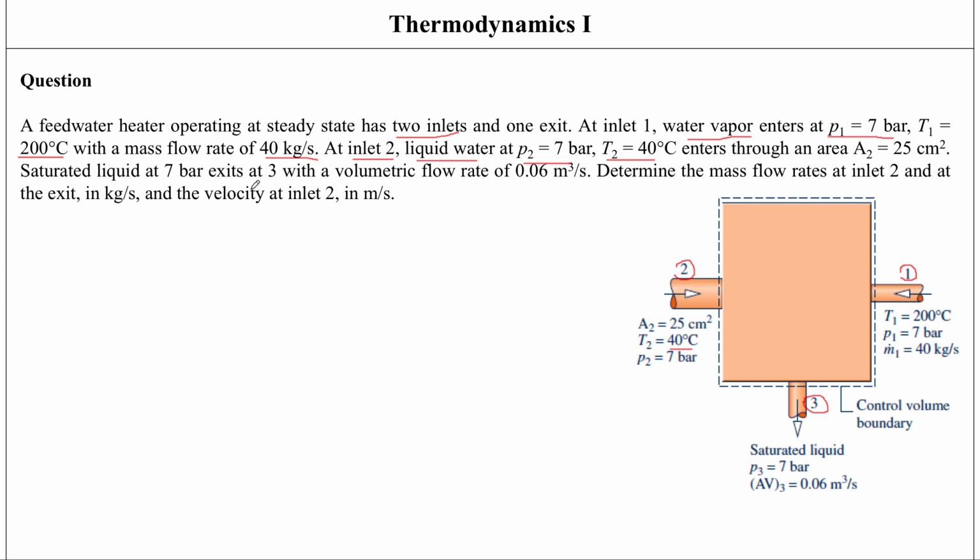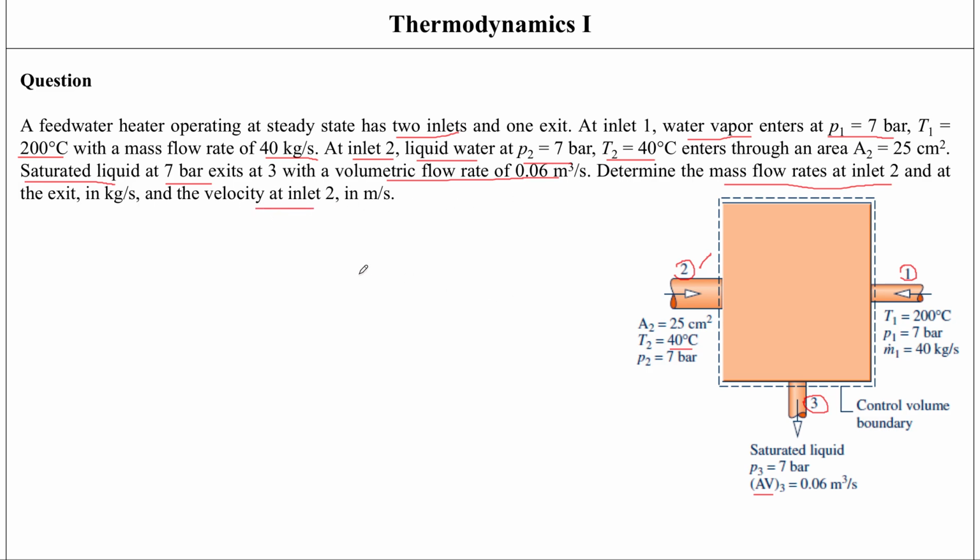So what else is given to us? At state 3, the water is in the form of a saturated liquid at 7 bars, and we've got the volumetric flow rate given to us. Volumetric flow rate is of the form A multiplied by V, area into velocity. What we need to find out is the mass flow rate at inlet 2 and the velocity at inlet 2 as well.